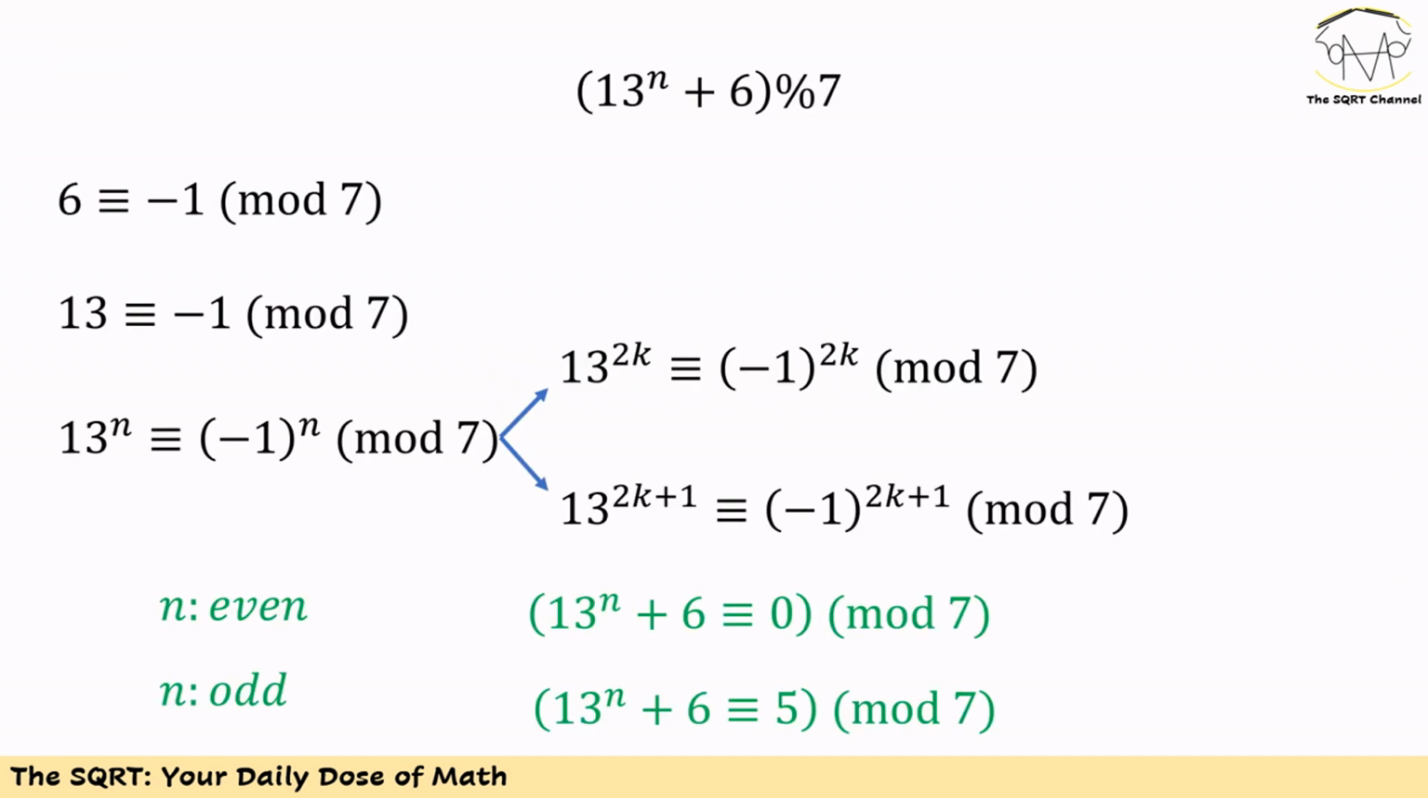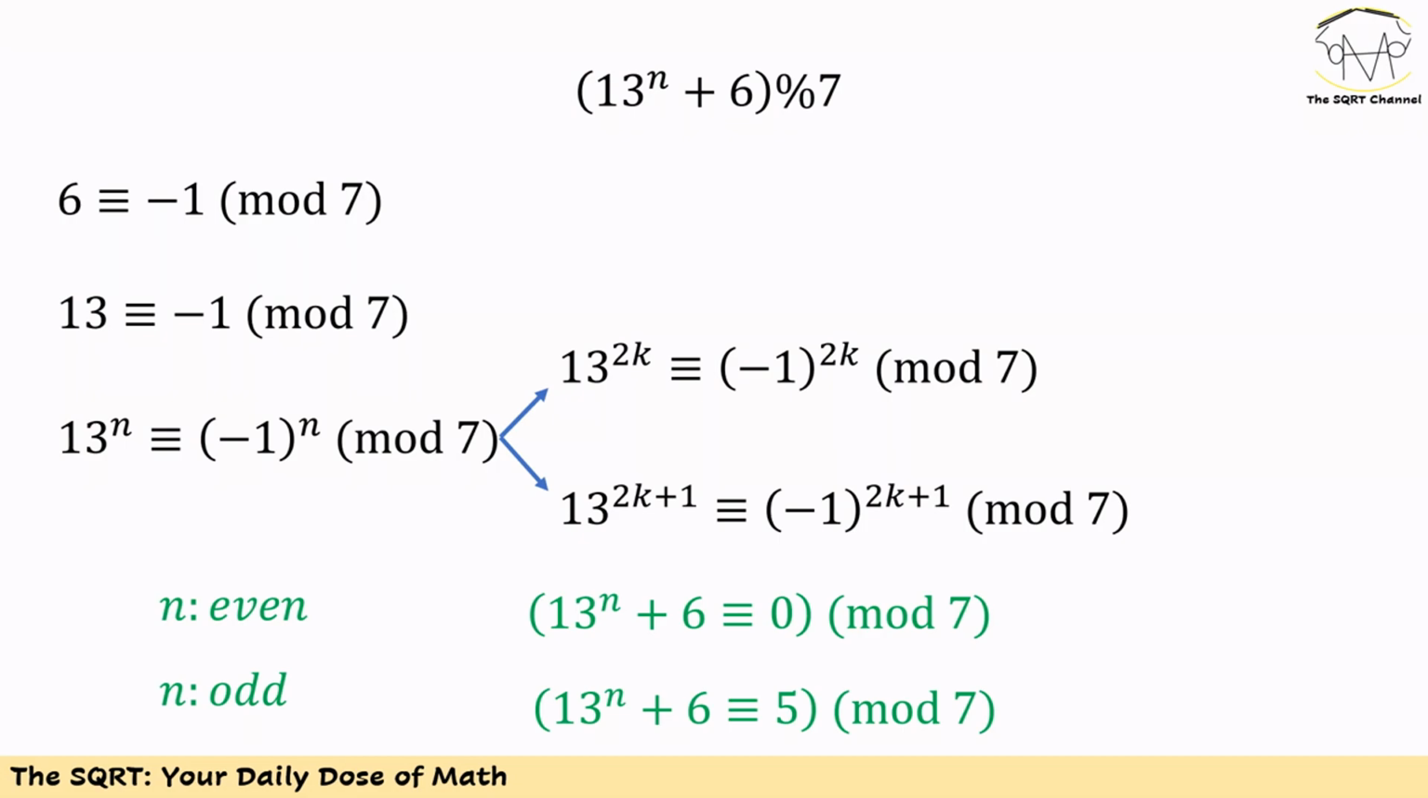To talk about the solution, let's start with 6. We know 6 and minus 1 are congruent for modulus 7 because 6 is 7 minus 1. Interestingly, 13 and minus 1 are also congruent for modulus 7 because 13 is 2 times 7 minus 1. So let's use 13 to the power of n, and then we will have 13 to the power of n is congruent with minus 1 to the power of n for modulus 7. But we don't know the value that we have for n.